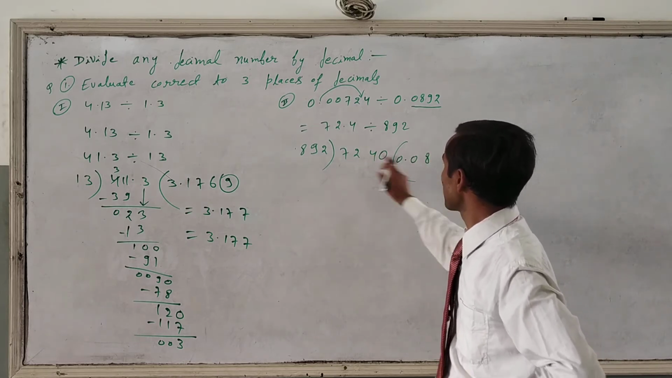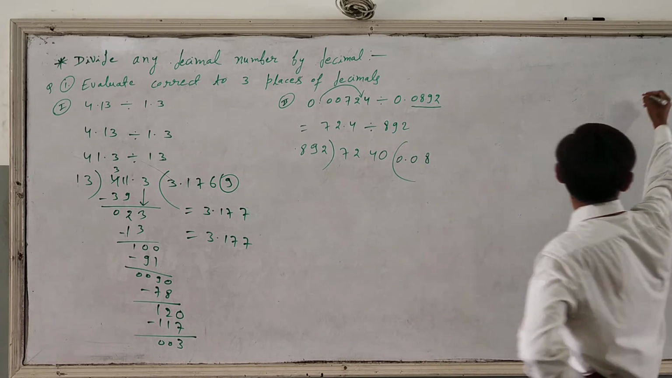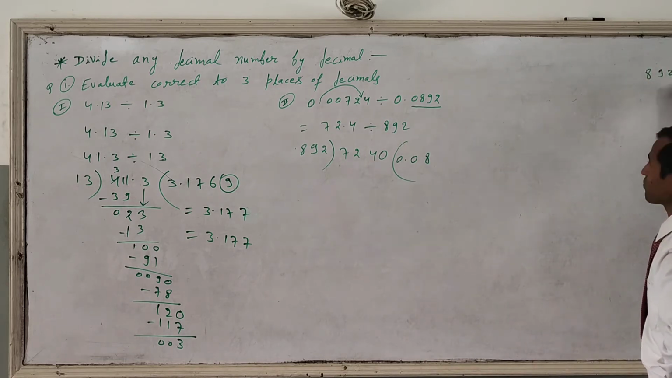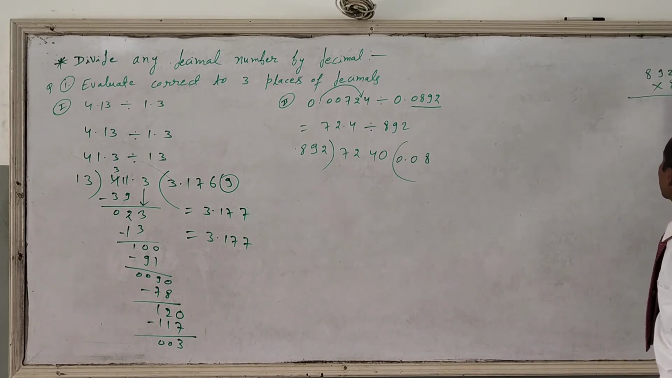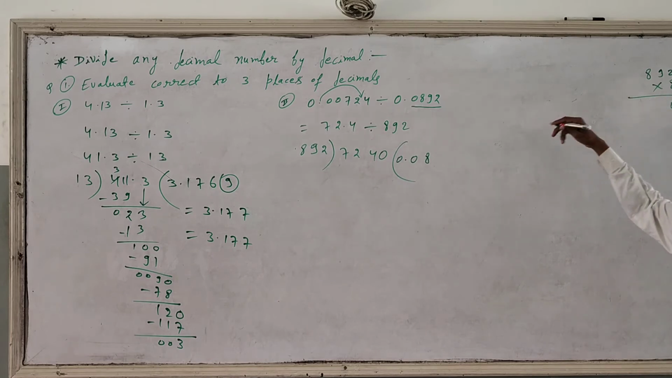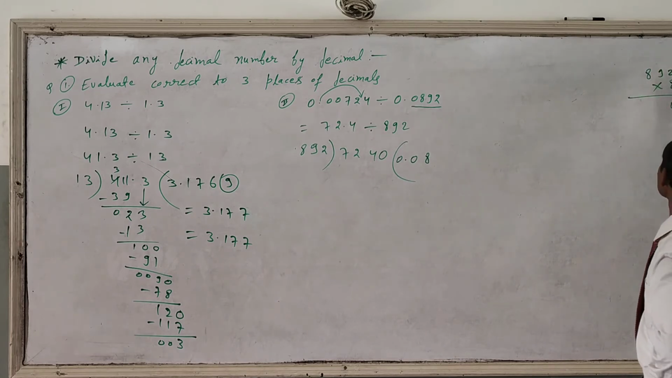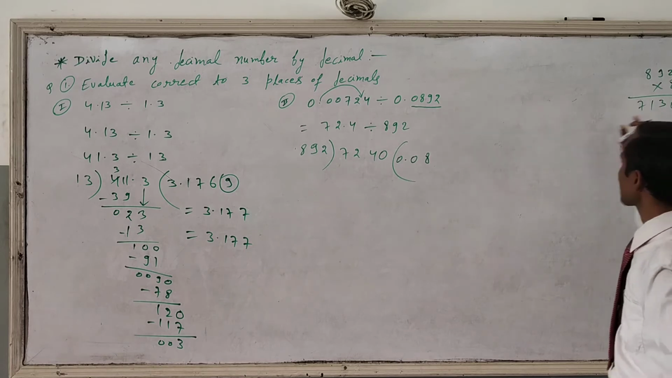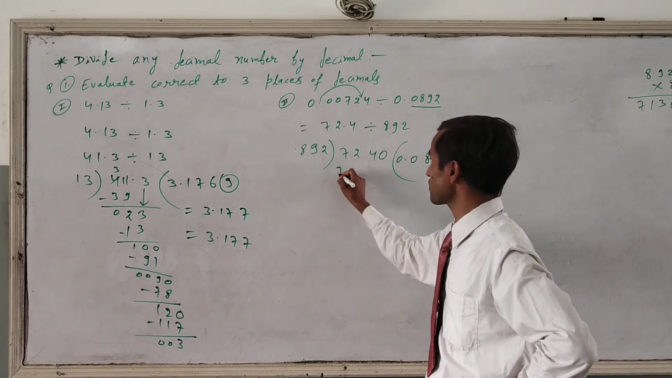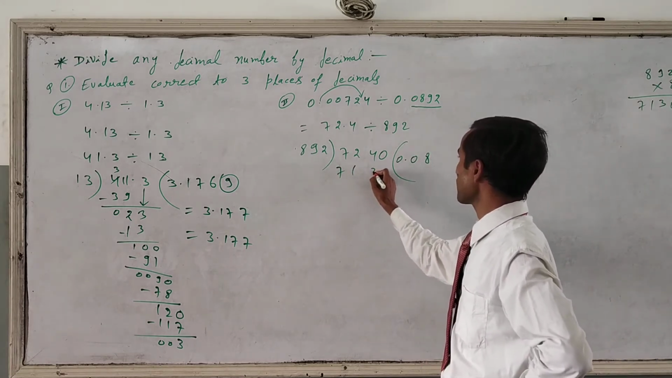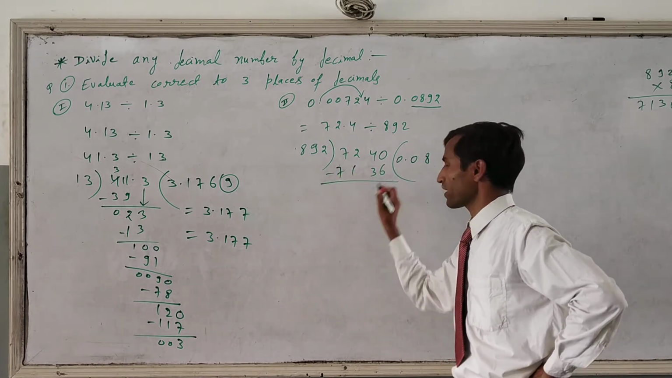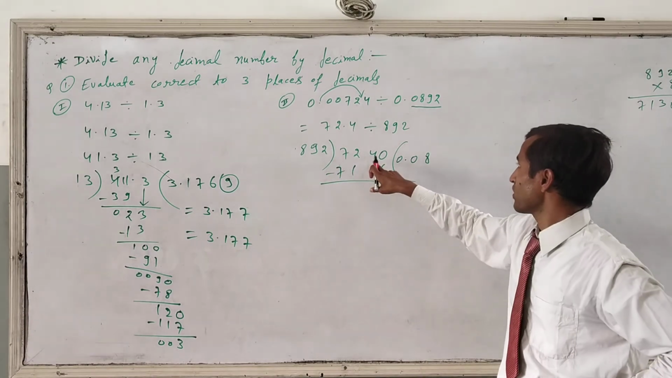Just multiply 892 by 8. Then you will get 8 twos are 16, carry 1; 8 nines are 72, 72 plus 1, 73, carry 7; and 8 eights are 64, plus 7, 71 will come. Means 7136. So just write down here 7136. Now subtract.